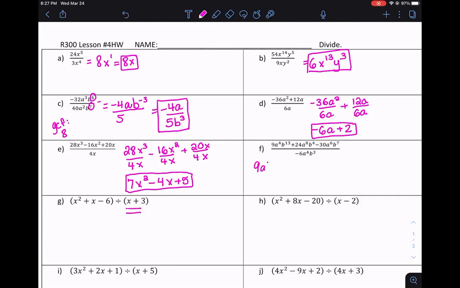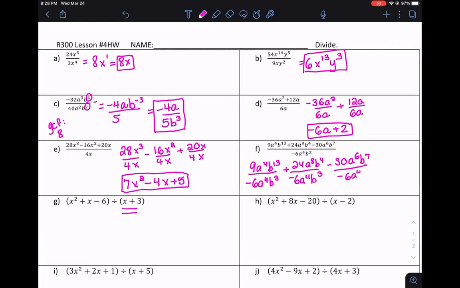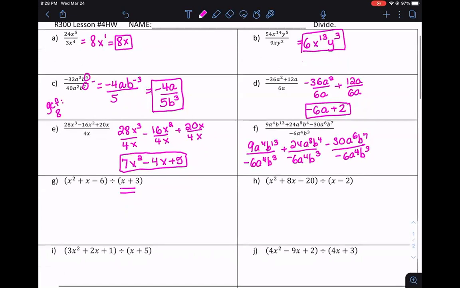And then we have 9a to the 4, b to the 13 over negative 6a to the 4, b to the 3. Again, I'm just going to be really cautious about my signs in this question. So I'm going to say, okay, I have a negative or a positive. And then what am I dividing by? And it's obviously a negative in each case. So I'll go a little slower here. The 9 and the 6 will not divide evenly, but they do reduce to a negative 3 over 2. I'm going to have to write that over here because of space. The a to the 4s cancel, and I'm left with b to the 10.